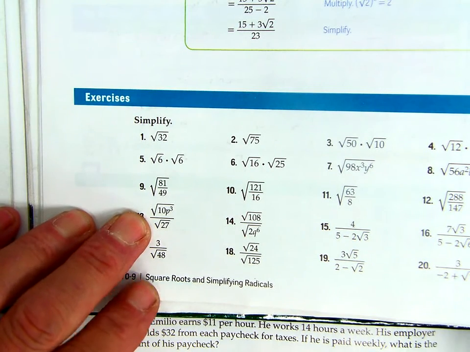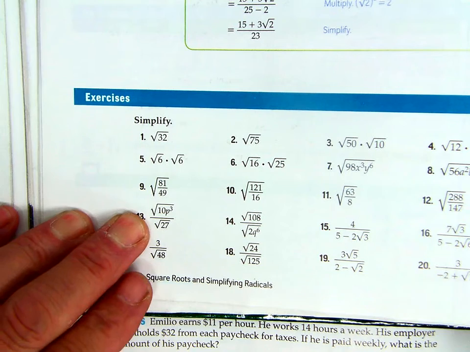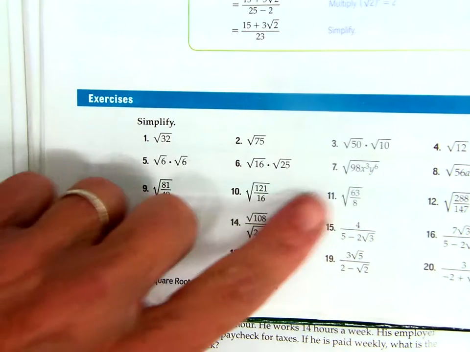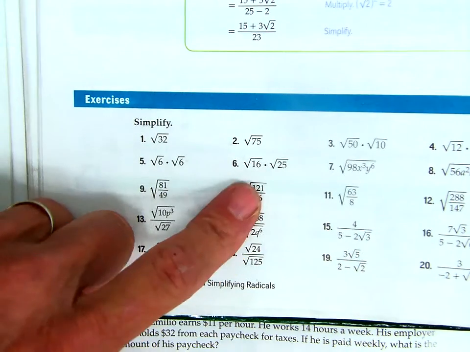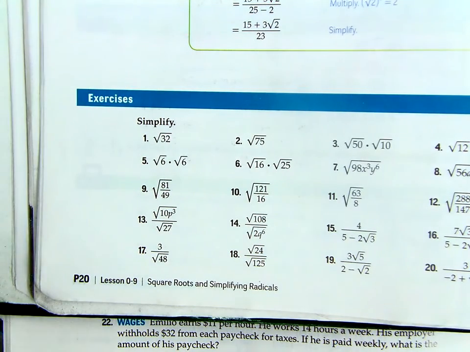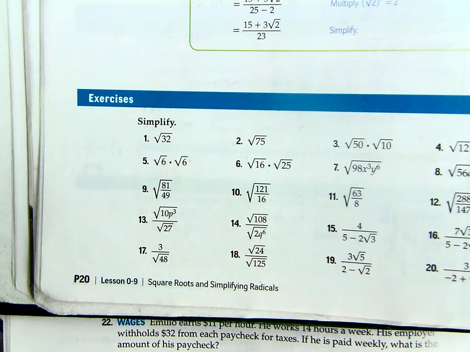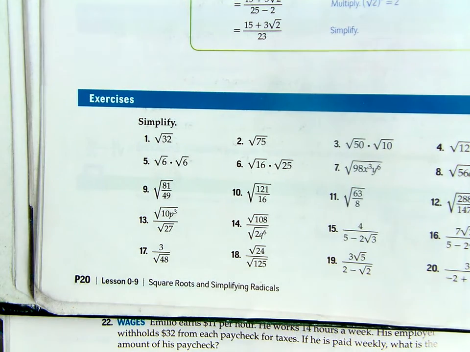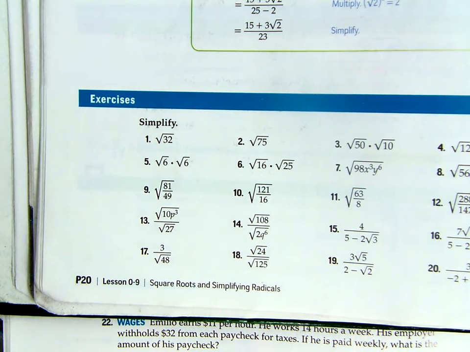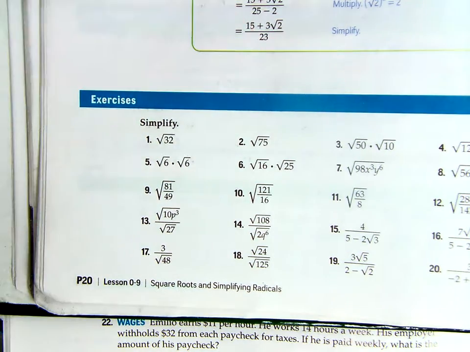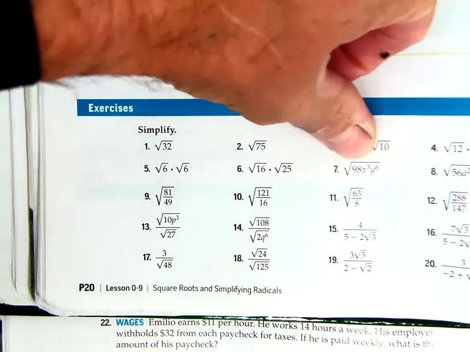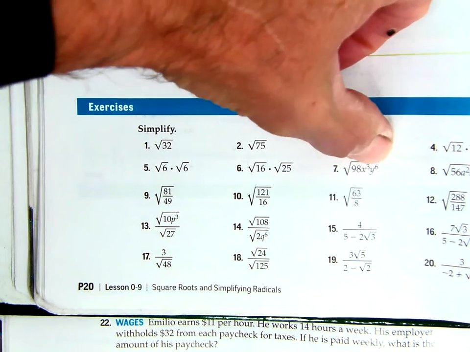The same thing happens with variables. All of these are to the power of 2, the radical is. So anytime you find a pair, x times x, then you scratch both of them out and you bring them out as 1x. So number 7. 98x to the 3rd, y to the 6th.